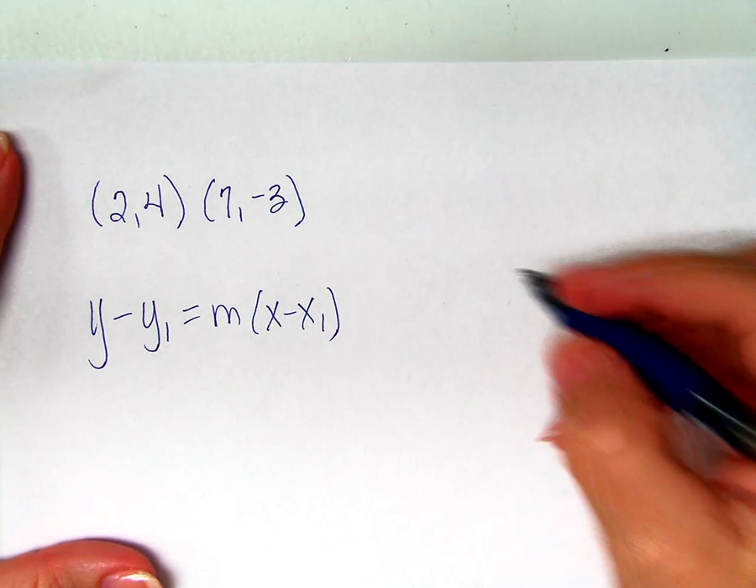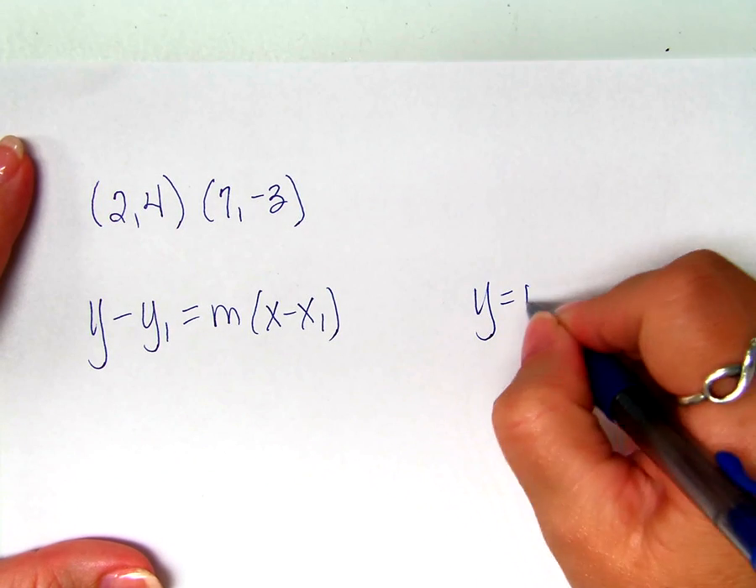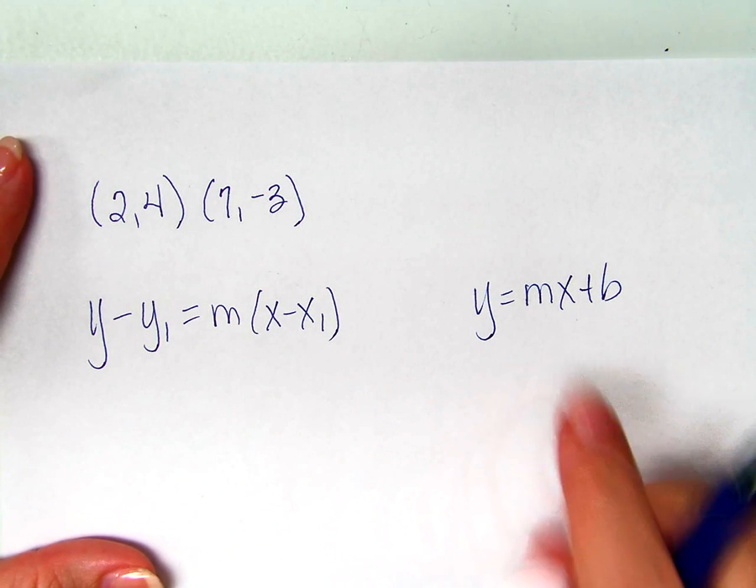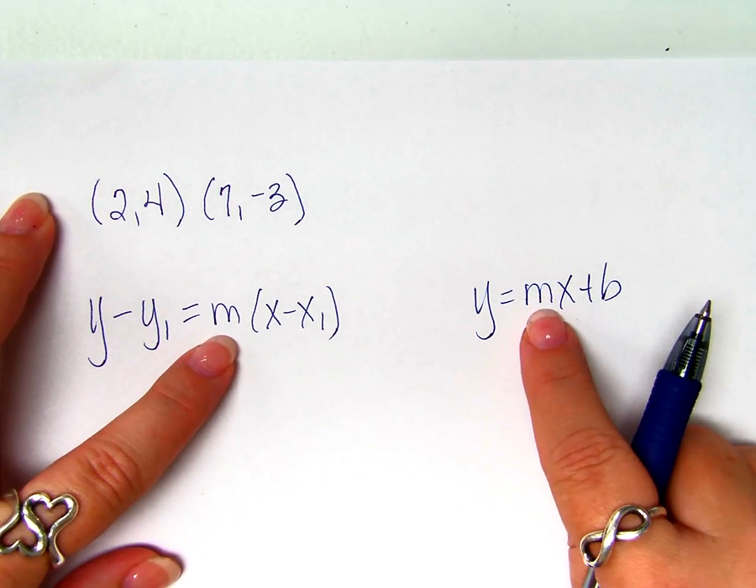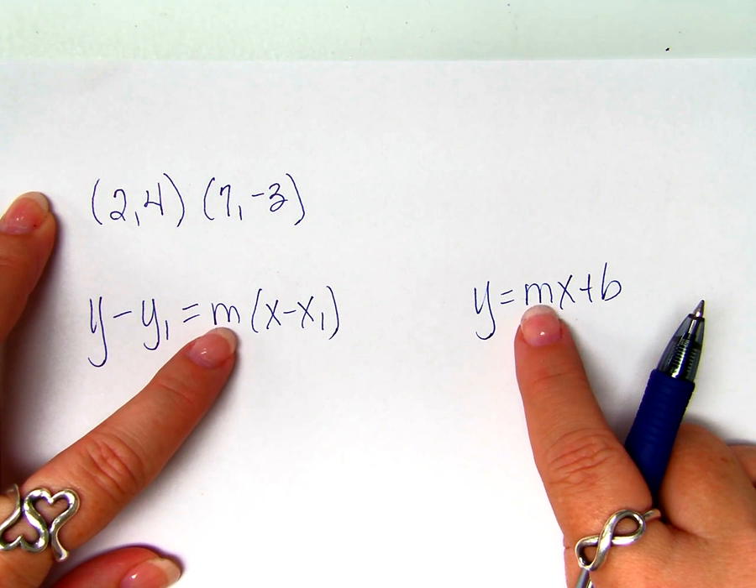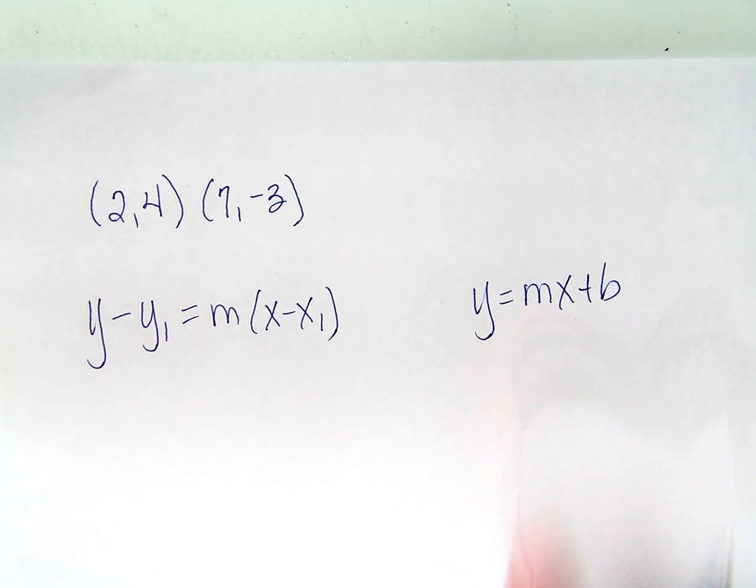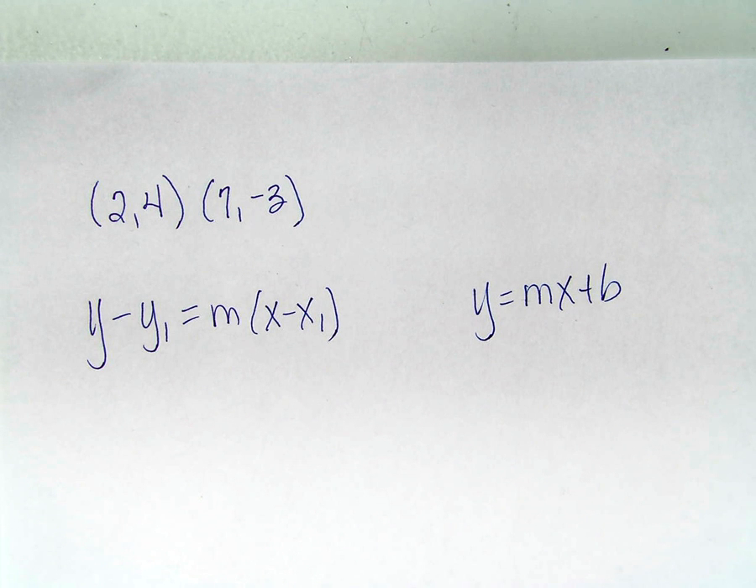Okay? What about this one? You ever seen that before? Yes. What's it called? It's called slope-intercept form. Okay? Either one that you use, you have to know m, which is the slope. Why does m stand for slope? Nobody knows and nobody cares. We just know that m stands for slope.